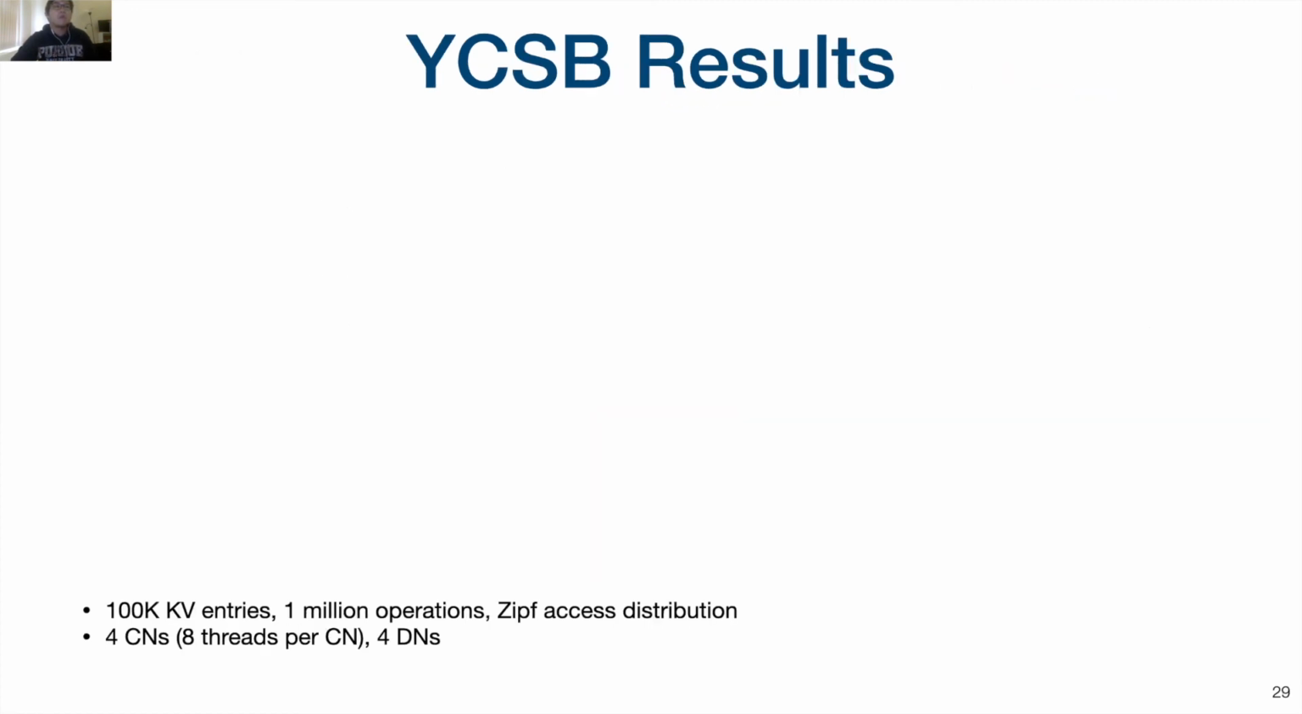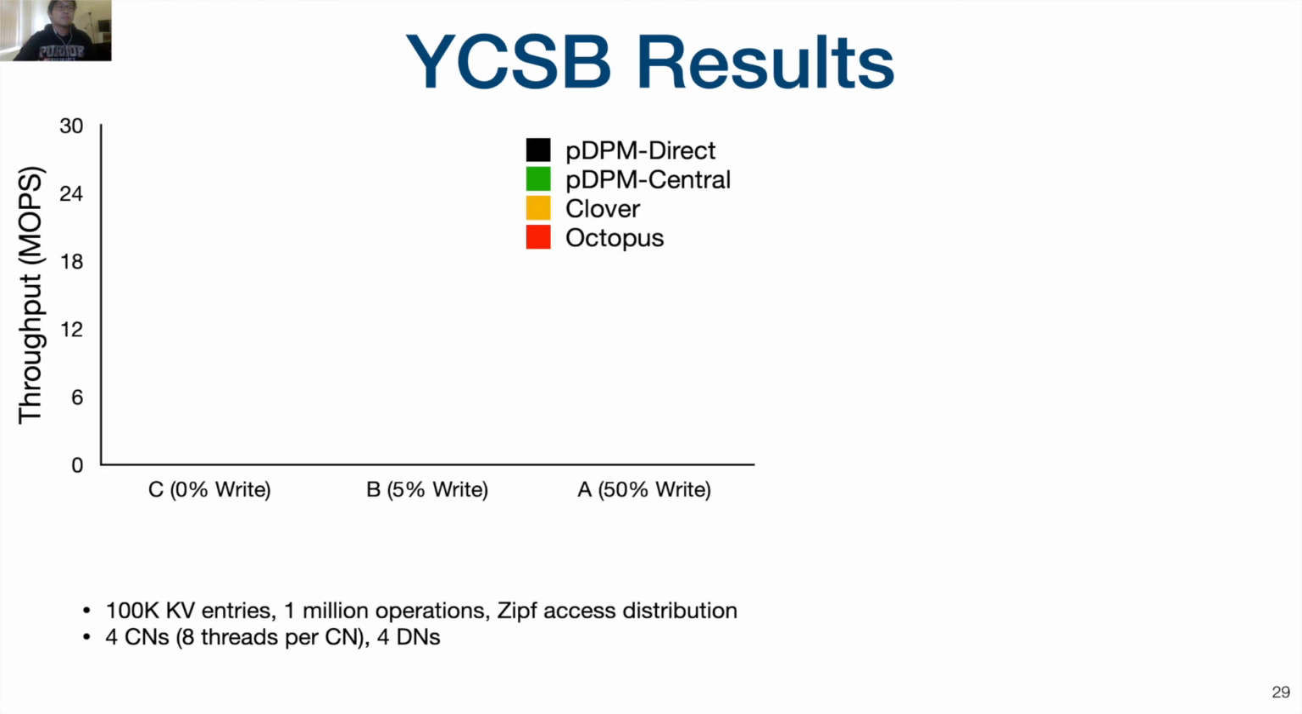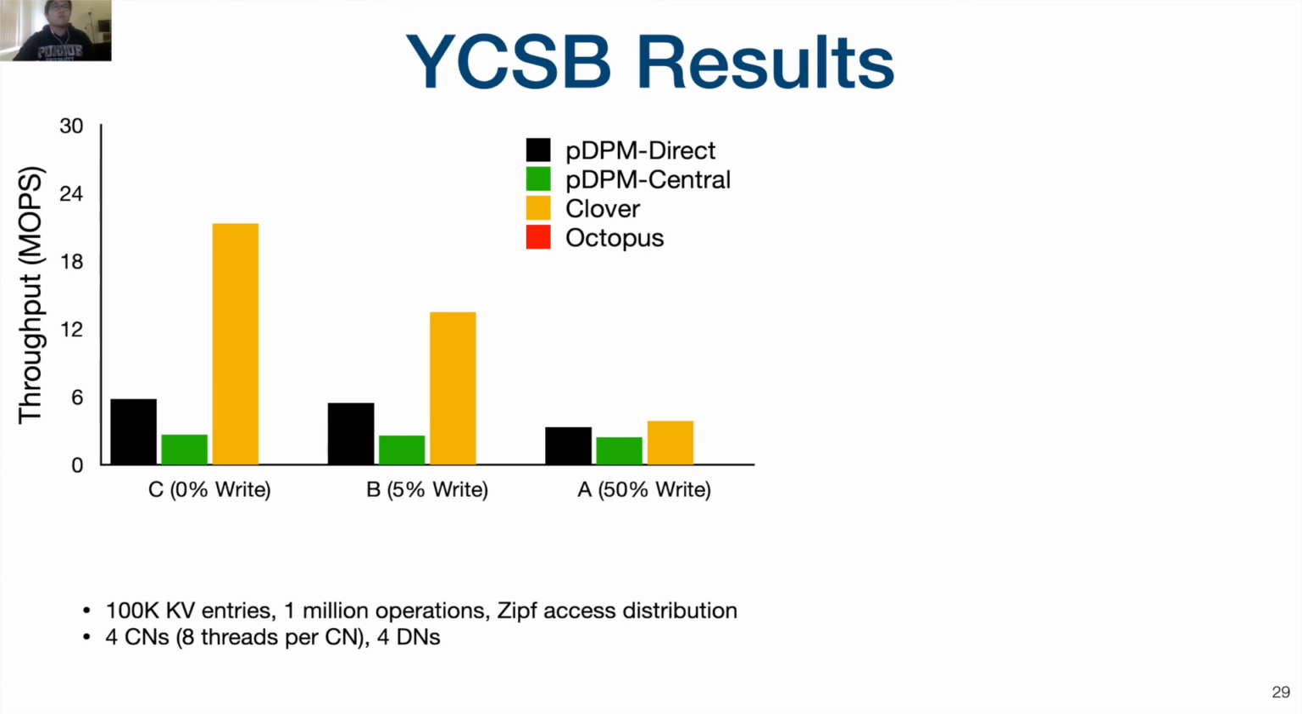We also run YCSB. We run 3 pDPM systems and Octopus, a non-disaggregated system. There are 4 CNs and 4 DNs. Each CN performs 1 million requests on 100K KV entries following a Zipf distribution. All numbers are aggregated. The first 3 bars are Direct, Central, and Clover. Overall, Clover is the best performing pDPM system.